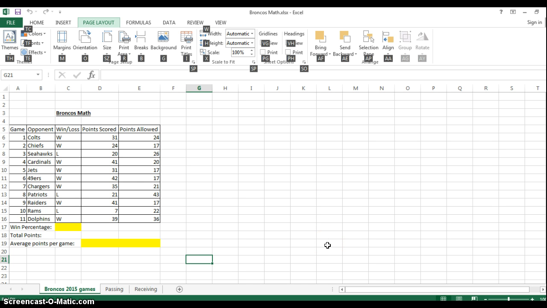First, we're going to look at the team statistics. And we have a spreadsheet here of the first 11 games the Broncos played in the 2014 season, their opponents, if they won or lost, and the points they scored, and the points they allowed.